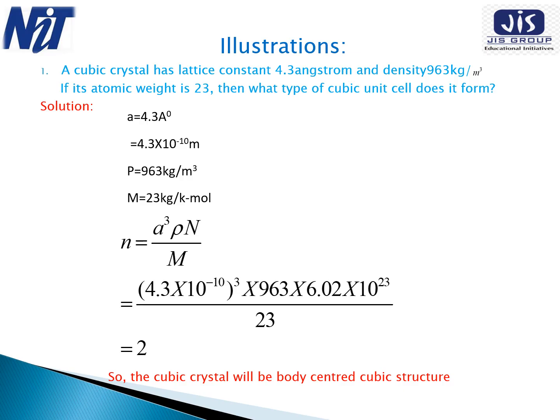That means the number of atoms in the unit cell will be 2, and we know that number of atoms in the unit cell being 2 is BCC structure. So because of that, we conclude that body centered cubic structure will be formed, because the lattice constant a, rho and M are giving the value of small n, that is the number of atoms, as 2.